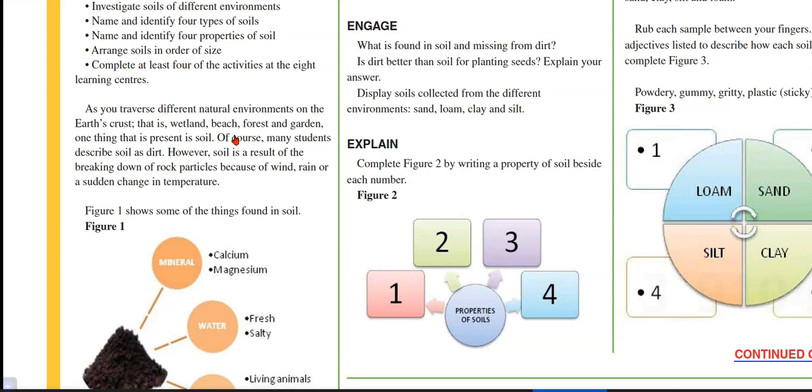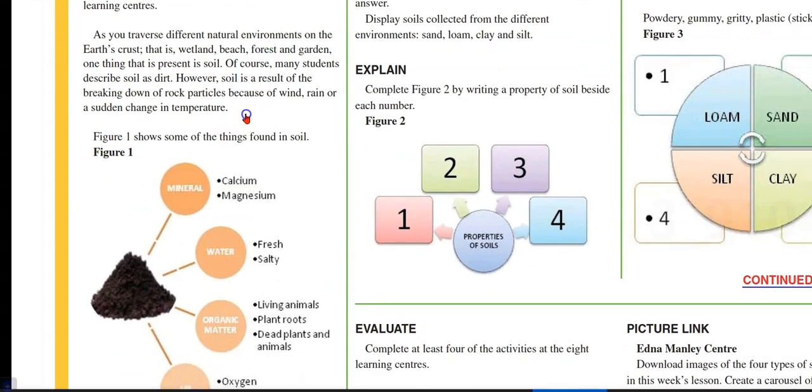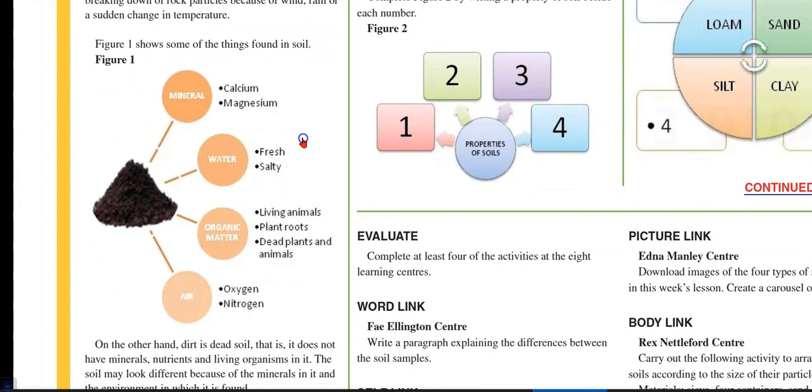As you traverse different natural environments on Earth's crust, that is, wetland, beaches, forests, and gardens, one thing that is present is soil. Of course, many students describe soil as dirt. However, soil is the result of the breaking down of rock particles because of wind, rain, or a sudden change in temperature.